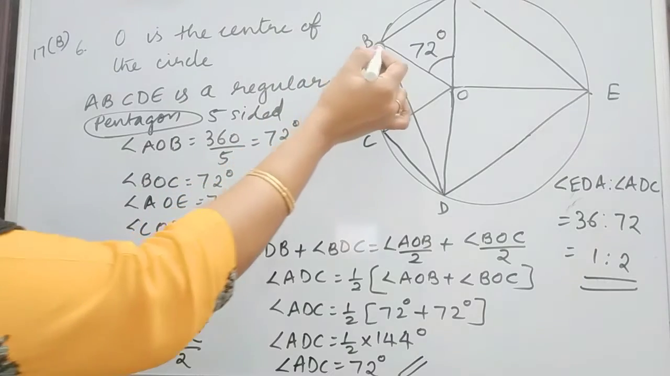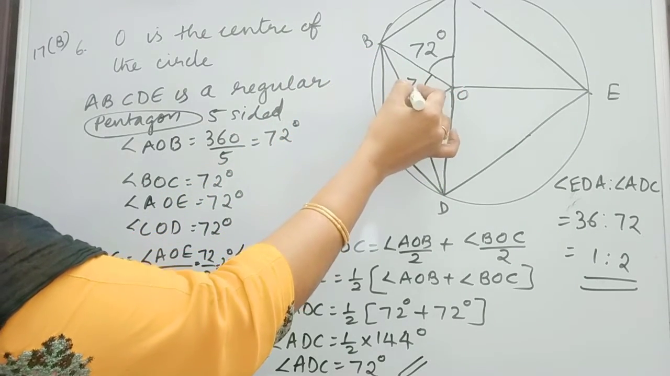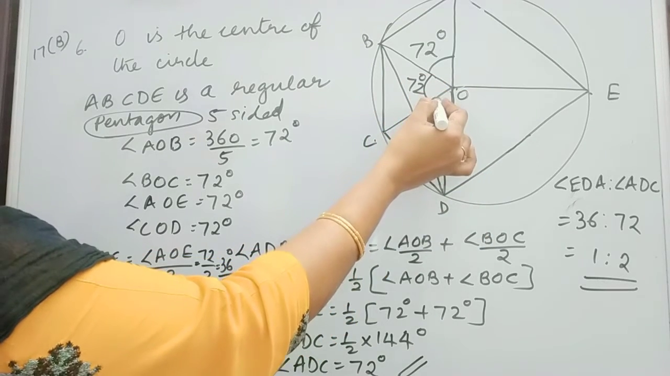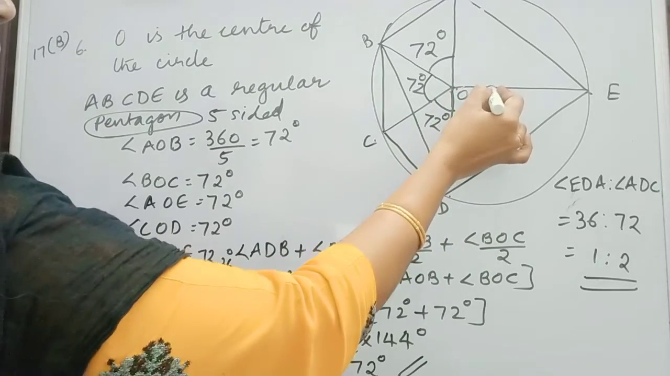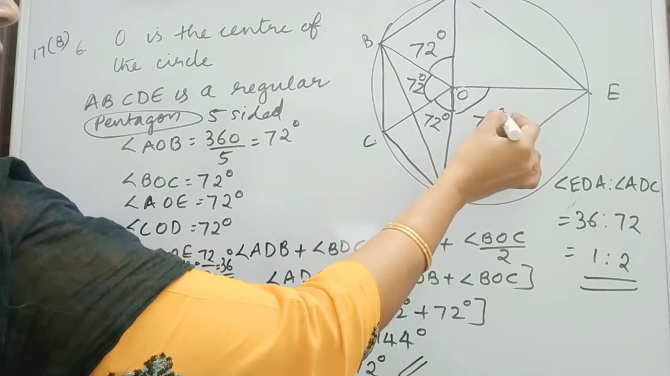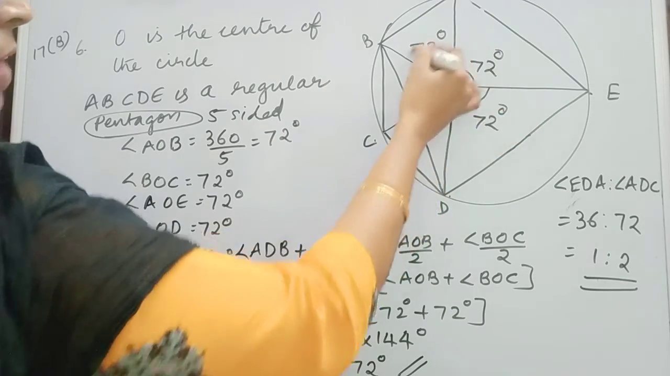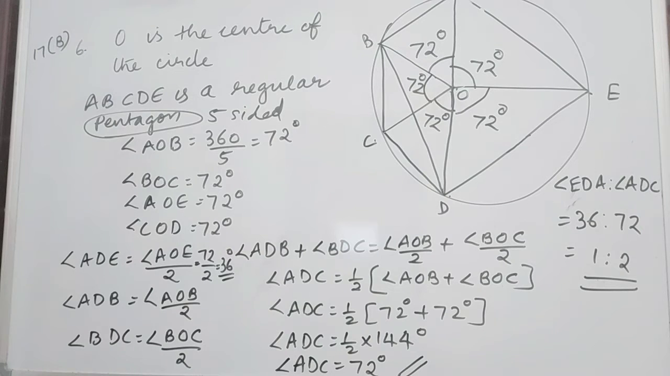In the same way, angle BOC also will be 72 degrees. Then COD also will be 72 degrees. Then DOE will be 72 degrees and AOE will be 72 degrees. That is, the sum will be 360 degrees. So, each angle will be 72 degrees since it is a regular pentagon.